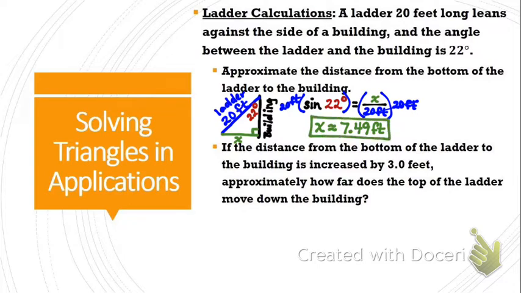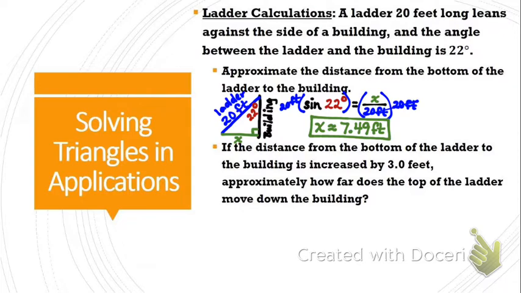All right. Second part of the question. If the distance from the bottom of the ladder to the building is increased by 3 feet, approximately how far does the top of the ladder move down the building? What in the world are we trying to find? Which one? The long leg. What's happening to this ladder? Moving like that. Yeah, it's going to start like this, and then it's going to slide down the wall.